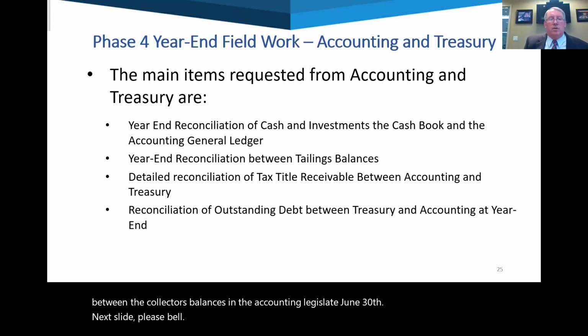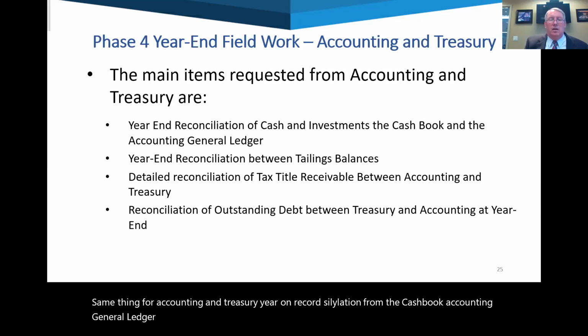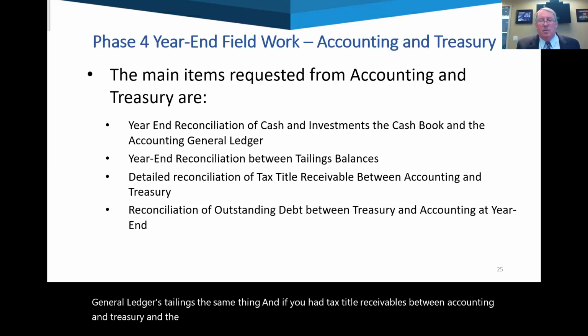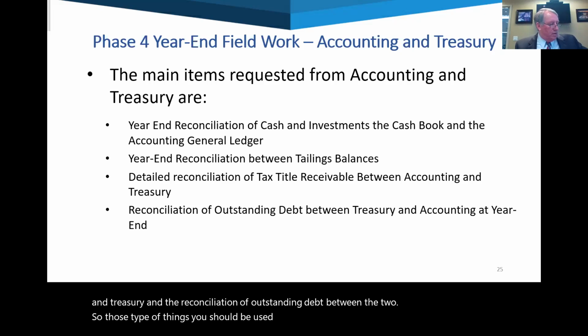Same thing for accounting and treasury: year-end reconciliation from the cash book to the accountant's general ledgers. Tailings, the same thing. And if you had tax title receivables, between accounting and treasury, and the reconciliation of outstanding debt between the two. Those are the types of things you should be used to with an audit, as part of what we ask you for as you go through.